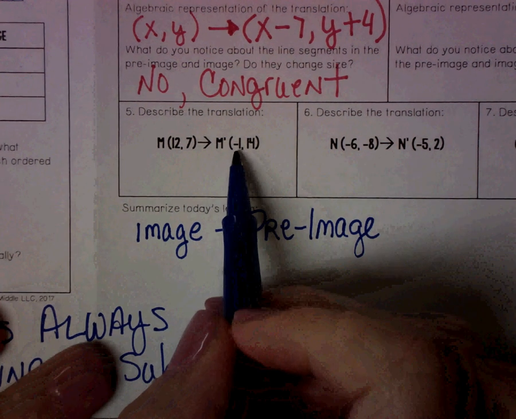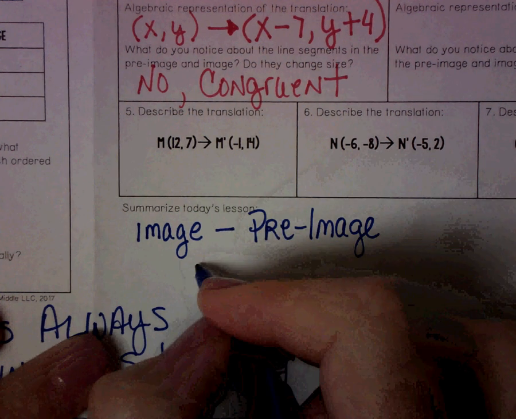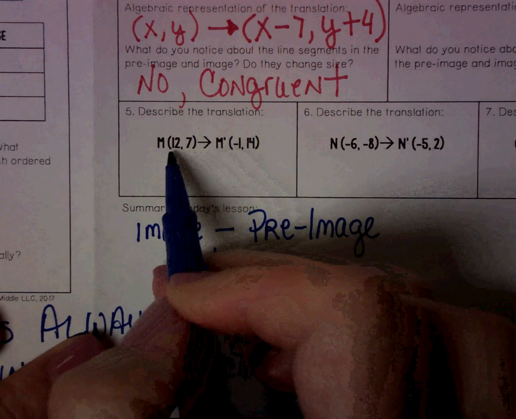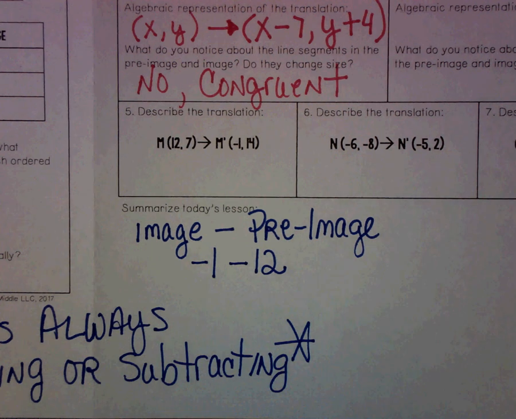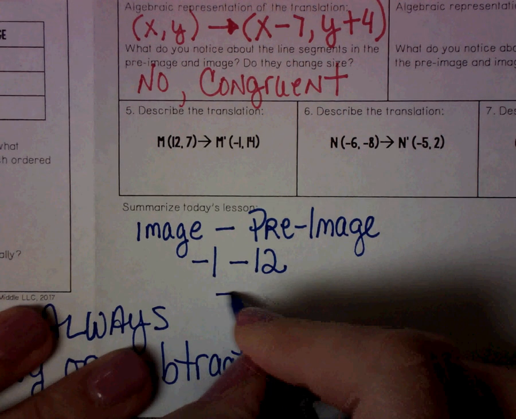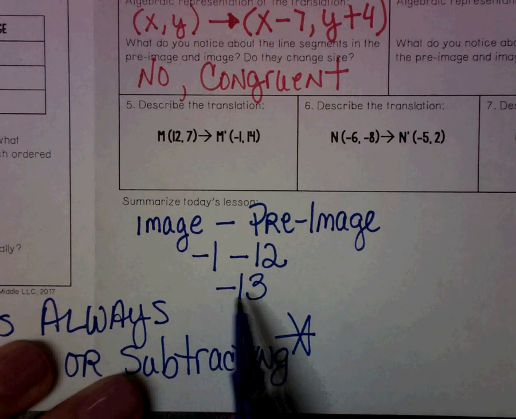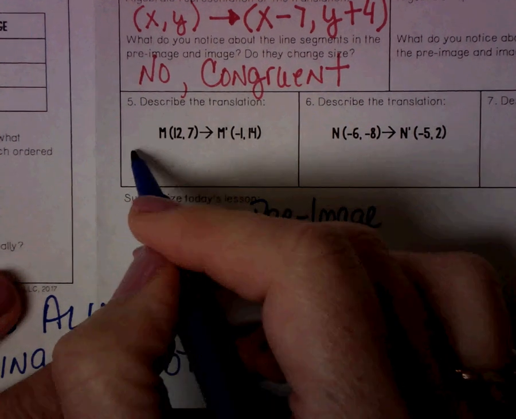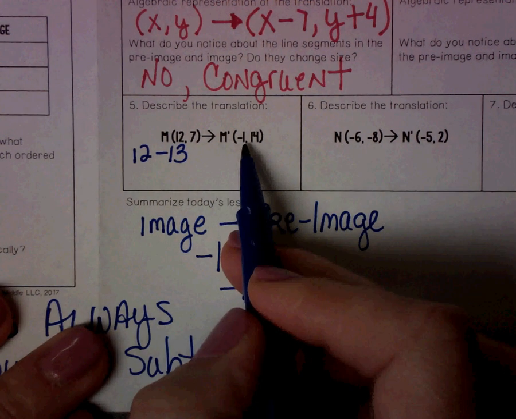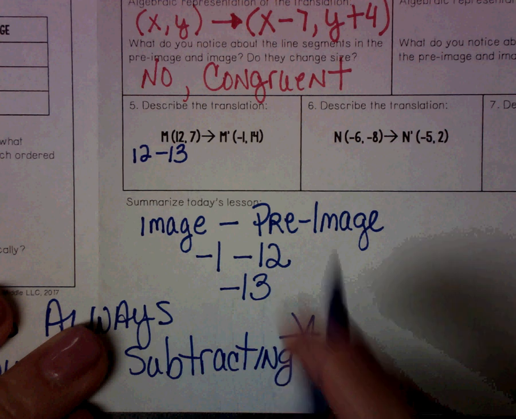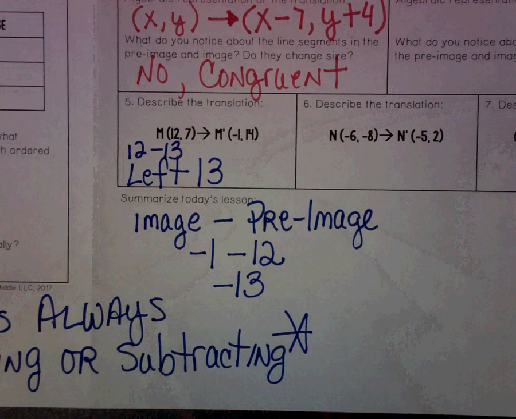So for example, the x value of the image is -1, right? So I could say -1, and for the pre-image, the x value is 12. -1 minus 12 gives me -13. So that tells me that I am subtracting 13. If I say 12 minus 13, does that give me -1? Yes, it does. And if we're subtracting 13, which direction are we moving? We are moving left 13.